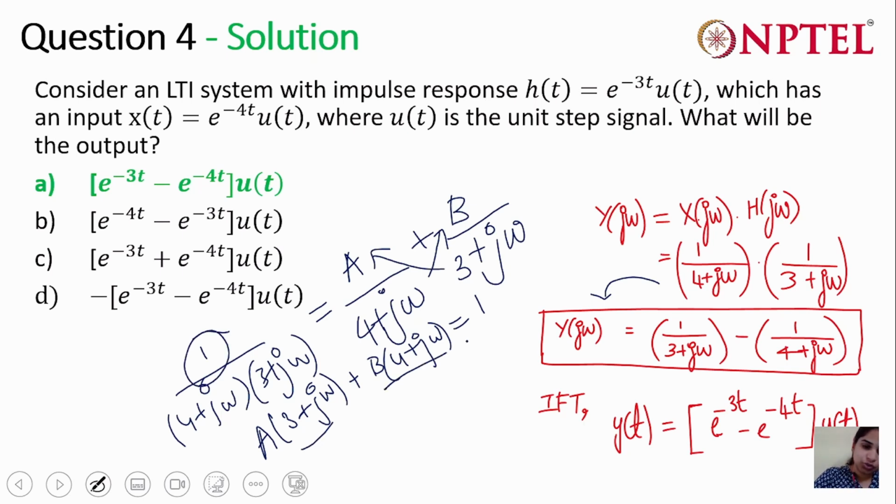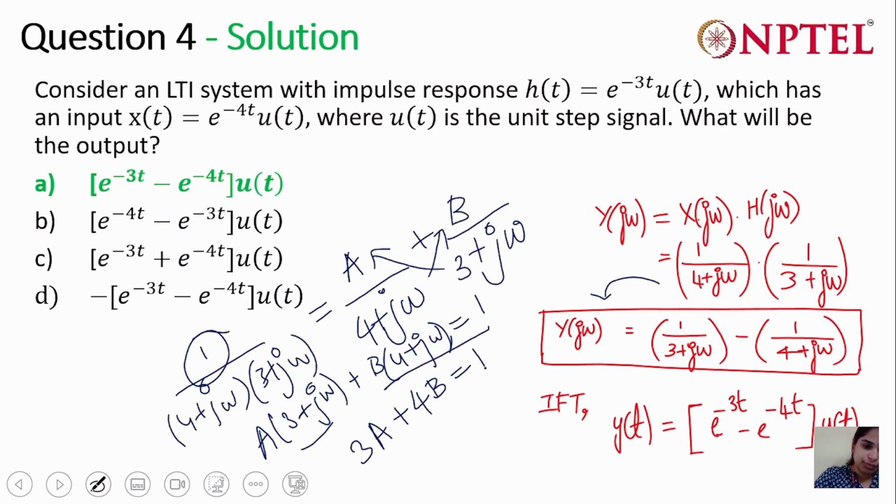Now we have these two. We will substitute different values of omega and we will find A and B. For example, if I put omega as 0, first we will get 3a plus 4b equal to 1.